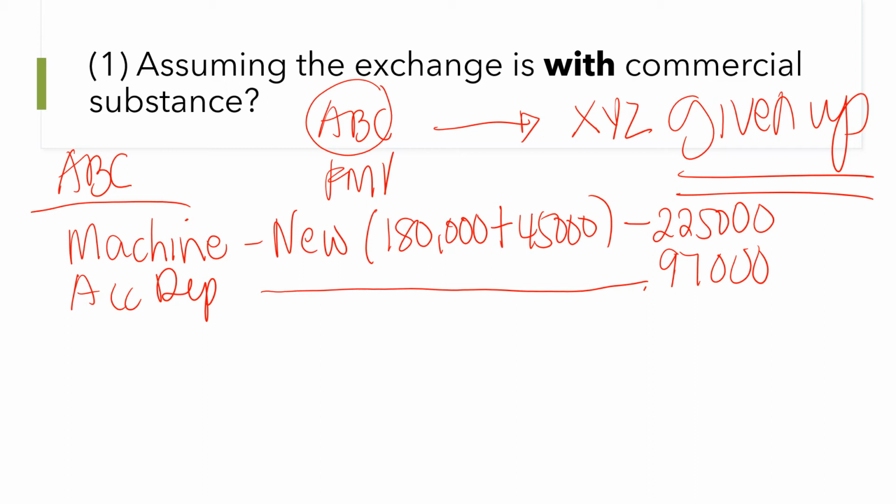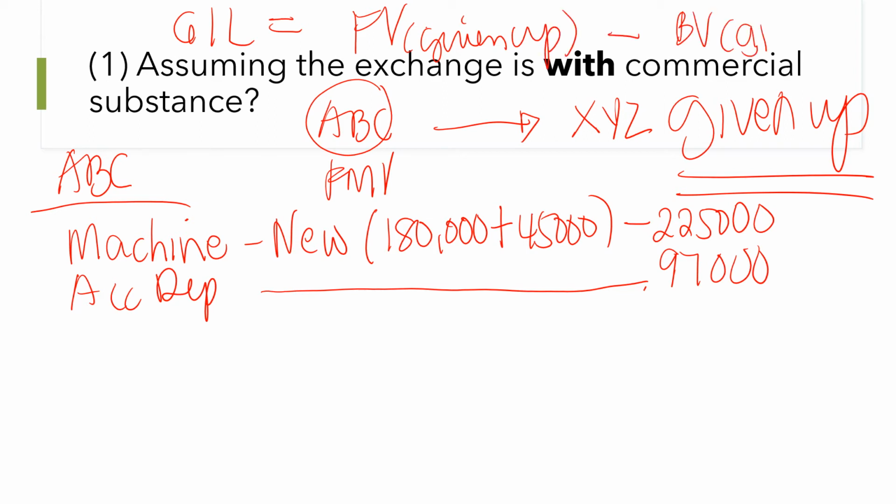Now, since there is commercial substance and our machine is recognized at fair market value, the standard allows us to recognize a gain or loss. The gain or loss on this exchange is the difference between the fair value of the asset given up and the book value of the asset given up, just like in the asset swap that you may remember. In this problem, the fair market value of the asset given up is 180.